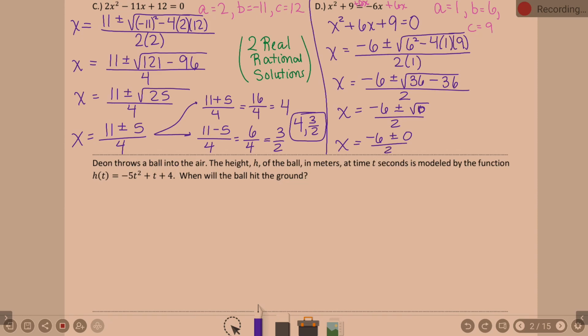What's negative 6 plus 0? Negative 6. What's negative 6 minus 0? Negative 6. So what is this just? X equals negative 6 divided by 2. Plus or minus 0 means nothing. What is negative 6 divided by 2? Negative 3.